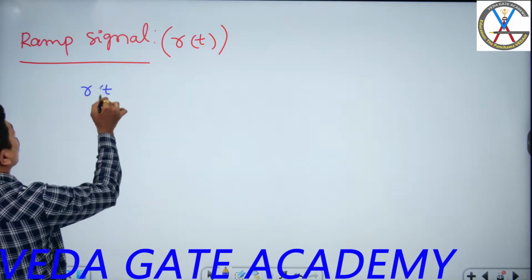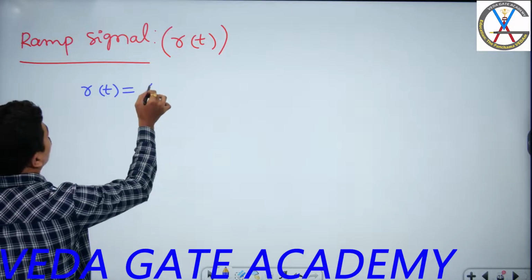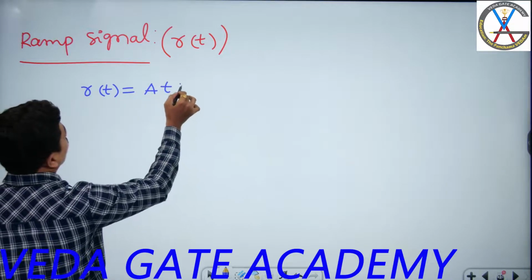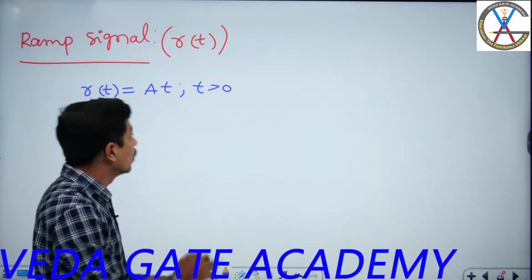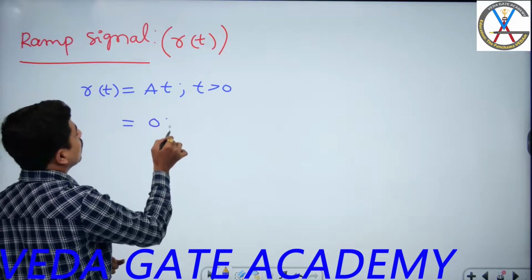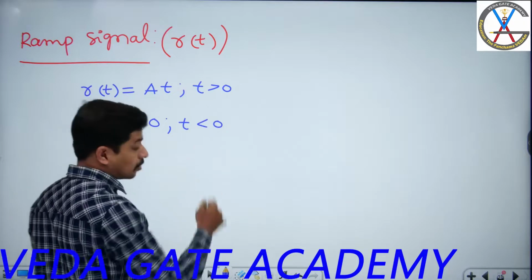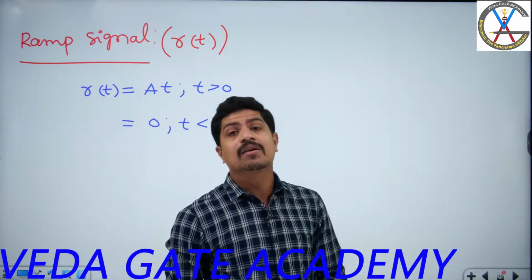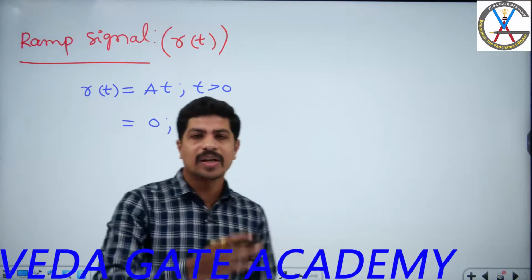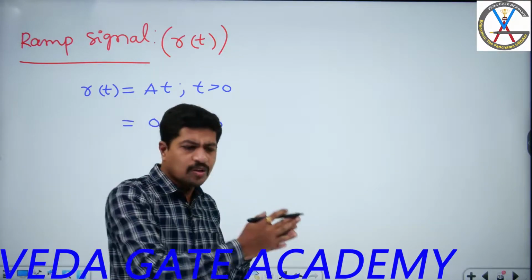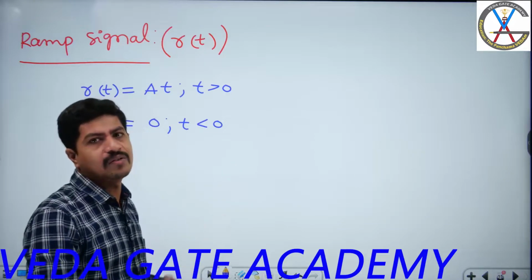r of t is equal to a into t for t greater than 0, and equal to 0 for t less than 0. Here you need to understand one thing. This signal is also a right side signal, which exists only from t greater than 0, t equal to 0 onwards. Only the right side. On the left side its value is 0.